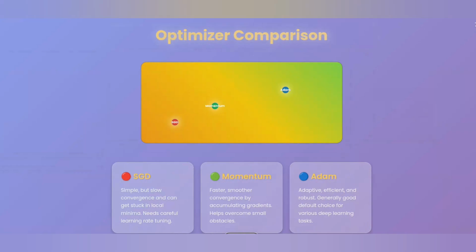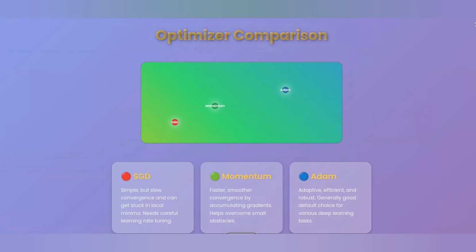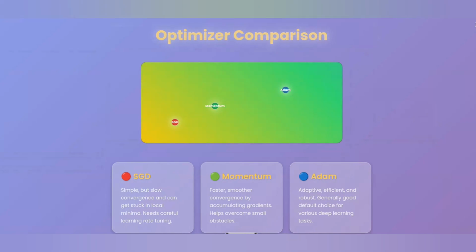This visualization shows how different optimizers navigate the same loss landscape. The red ball represents SGD. Notice how it takes steady, consistent steps, but might be slower to reach the optimum. The green ball is SGD with momentum. See how it builds up speed and maintains direction? It's faster, but might overshoot. The blue ball is Adam. Look at that smooth, efficient path. It adapts its strategy as it goes, combining speed with precision.